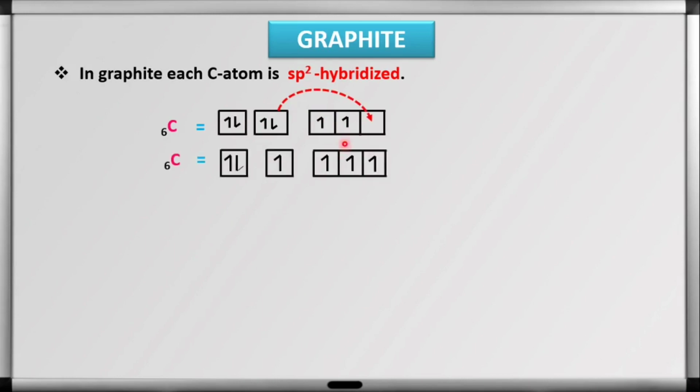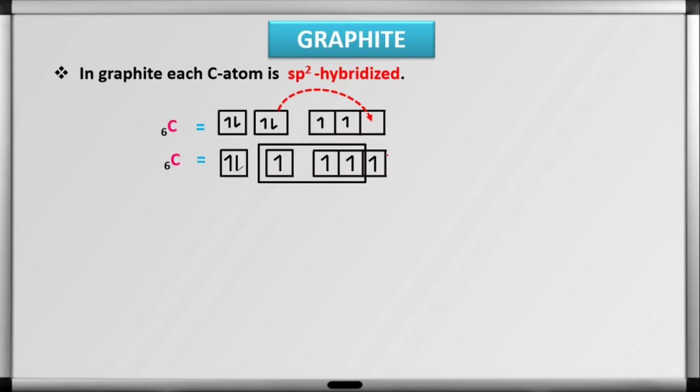So these 4 unpaired electrons are involved in the reaction part. हे 4 unpaired electron bonding साठी involved होतात, but in the graphite only 1 electron of 2s orbital and 2 electrons from p orbitals are involved in the bonding. And see here, now it shows sp2 hybridization. आता हे काय शो करत आहे, sp2 hybridization. So graphite shows sp2 hybridization.